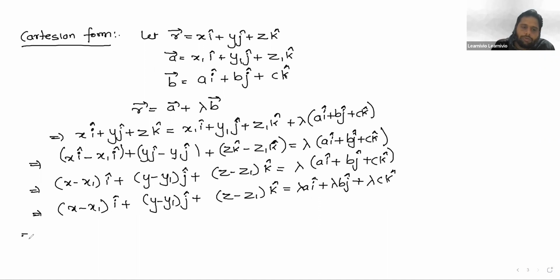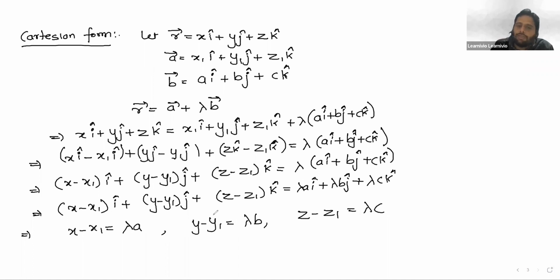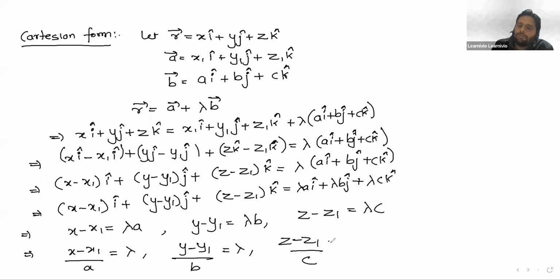Okay. Now check this. This is i cap, this is i cap, so we can equate these two. x minus x1 is equal to lambda a. Similarly, y minus y1 is equal to lambda b. Similarly, z minus z1 is equal to lambda c. We equate the i cap, j cap and k cap components. So from this we will get (x minus x1) by a is equal to lambda, (y minus y1) by b is equal to lambda, (z minus z1) by c is equal to lambda.